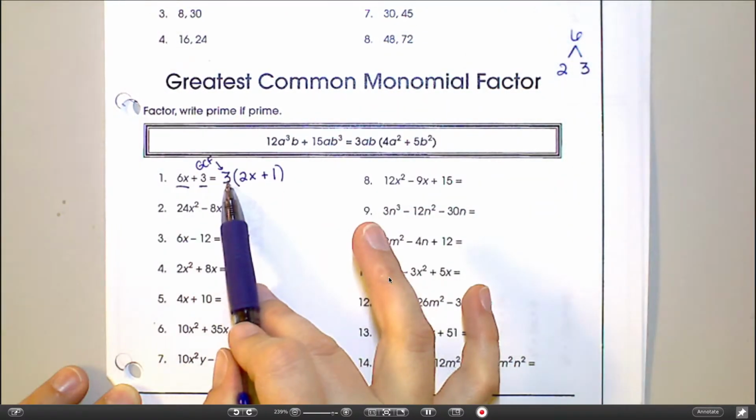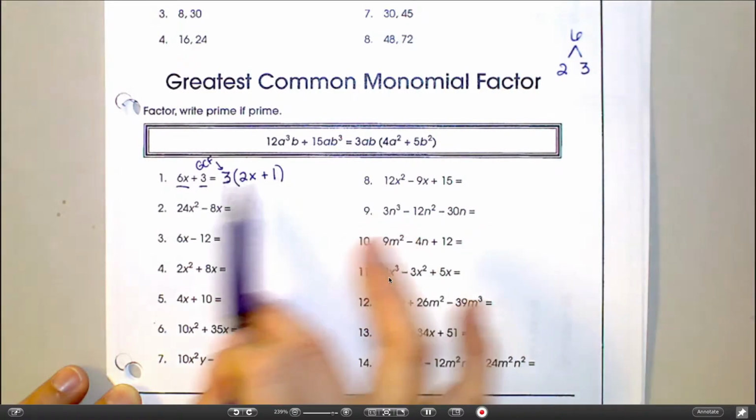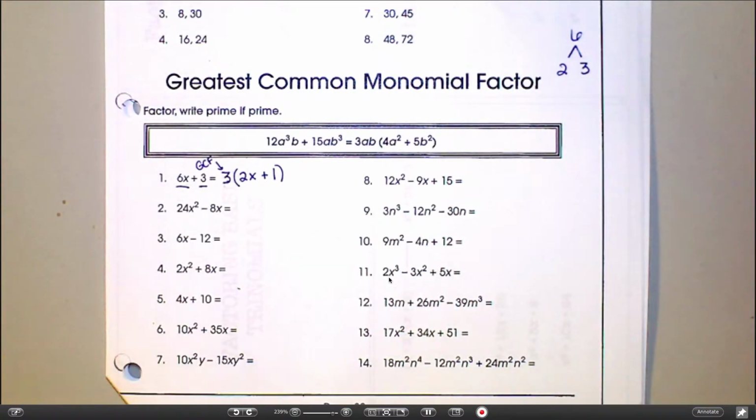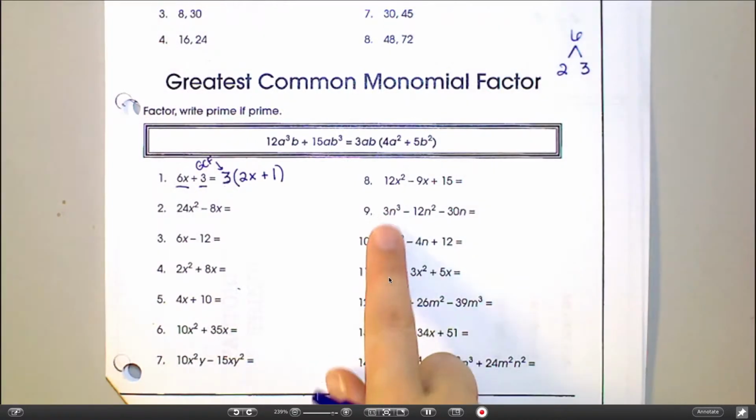Now look at this. Do you see that if I took that 3 and did the distributive property, it would take me right back to this? So really what we're doing right now is like the reverse distributive property. It's like we're pulling the number back out. Does that make sense?